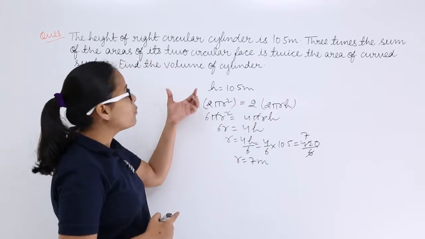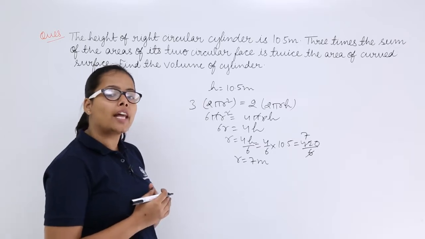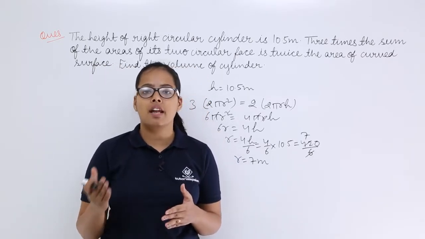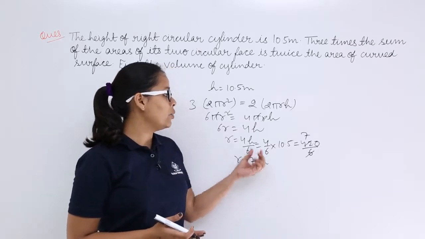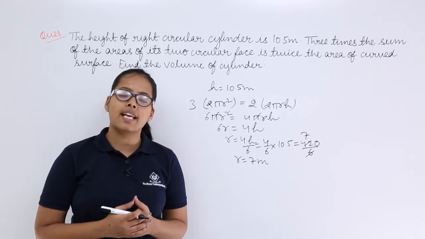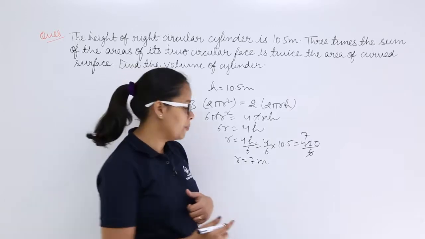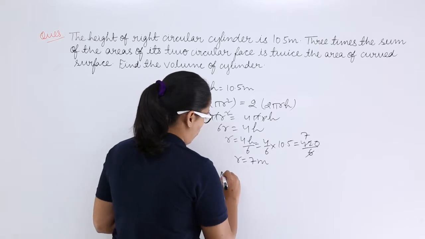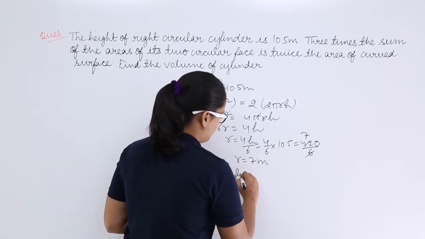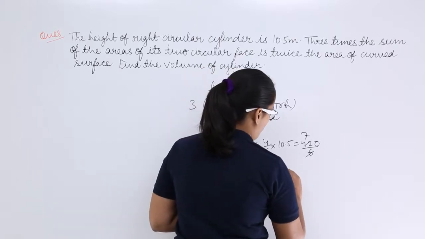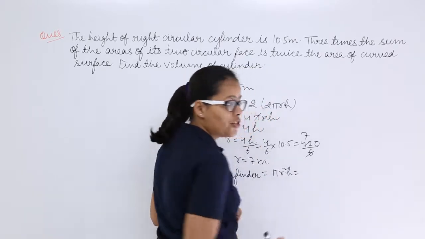Now you need to calculate the volume of the cylinder, and you know that the formula for the volume of cylinder is pi r square h. You know the value of r, you know the value of h. Let's put both of these values in the equation and let's calculate the volume of the cylinder. So here volume of cylinder is equal to pi r square h.